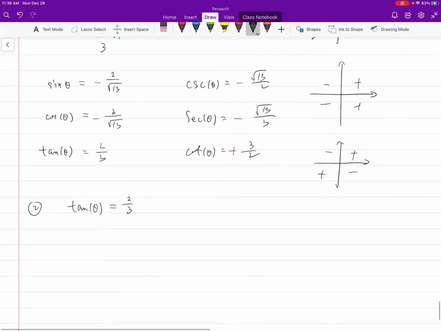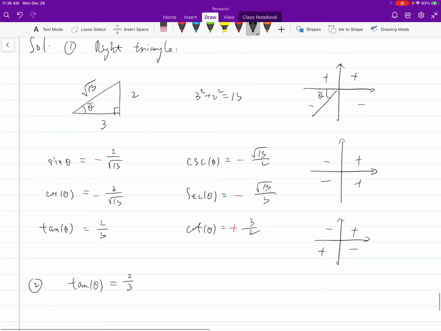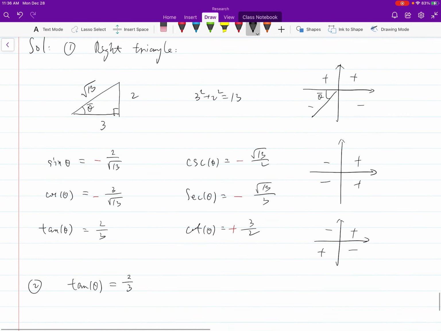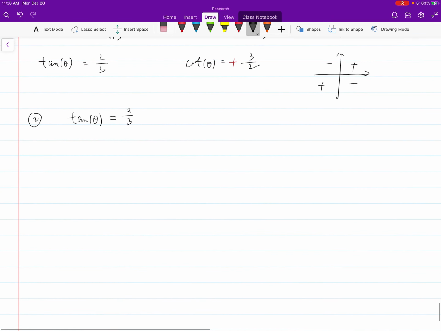Second, how do we do it? We use trig identity. Now go to the trig identity table you just wrote down. You have sine squared plus cosine squared equals 1. You have tangent squared plus 1 equals secant squared. You have cosecant and cotangent. Which one do you want to use? Of course, this one. That one involves tangent.